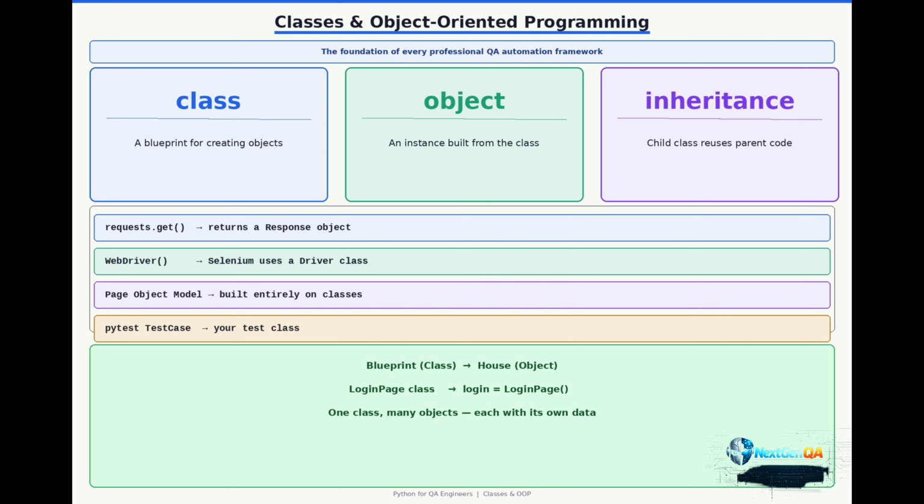Every time you write response = requests.get(URL), that response object is a class. Every time you use datetime.now, that is a class. Today you learn how to build your own, and more importantly, you will see how the Page Object Model, the most popular QA automation pattern in the world, is built entirely on classes. Let's get started.